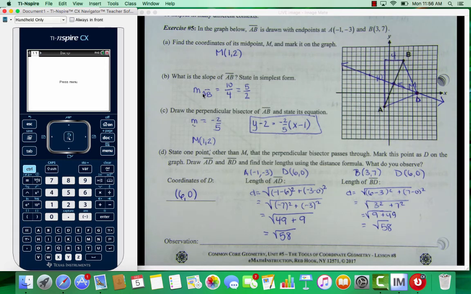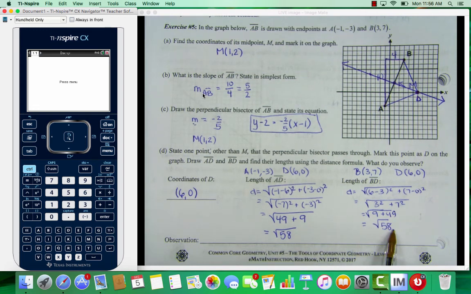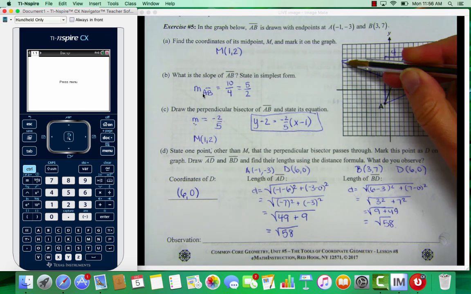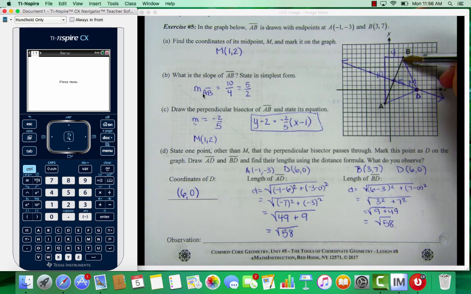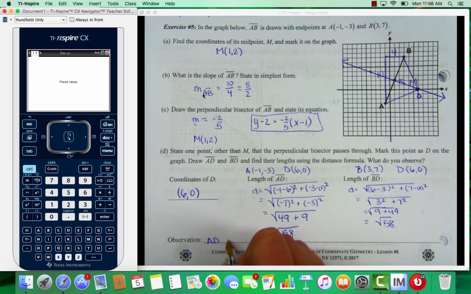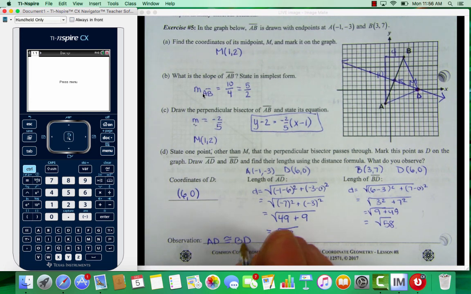All right, so hopefully you found the length of BD, and that segment should also have a length of the square root of 58. And I can leave it right like that. I could change them into decimals or simplify or whatever, but if I leave them as the square root of 58, I see that they're the same. So what is my observation? My observation is that from any point on the perpendicular bisector to the endpoints of the segment are going to be the same length. So basically I can simplify that as AD is the same length as BD, or AD is congruent to BD.